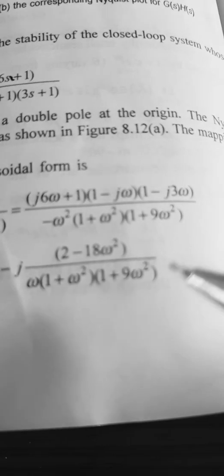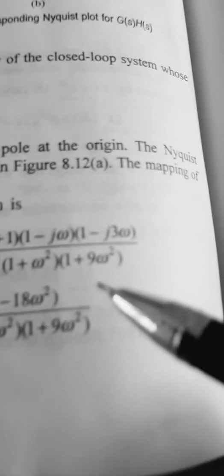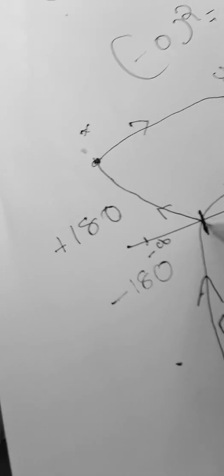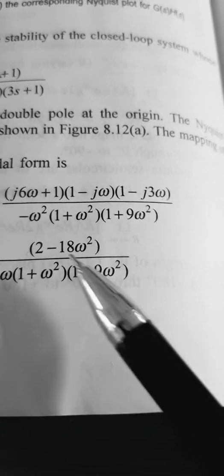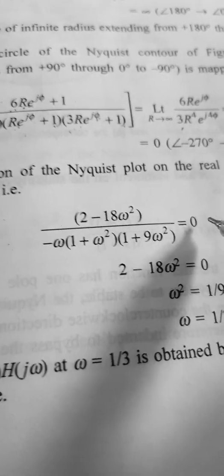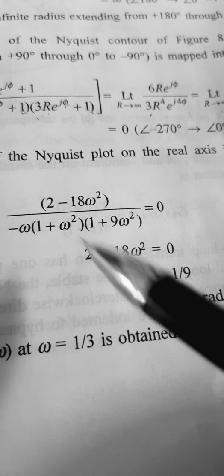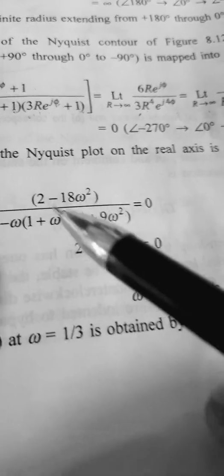For that, the point of intersection of the Nyquist plot on the real axis is obtained by equating the imaginary part to 0. This is the imaginary part. It means when there is a point here, its imaginary term is 0. So you have to equate the imaginary part of your expression to 0. That is (2 minus 18 omega square) divided by omega into (1 plus omega square) into (1 plus 9 omega square), equated to 0. So that becomes 2 minus 18 omega square is equal to 0.